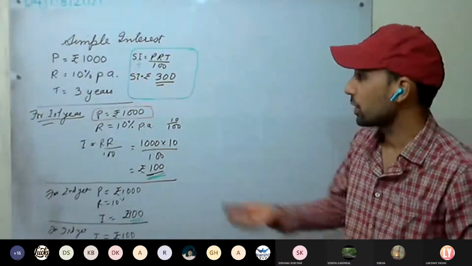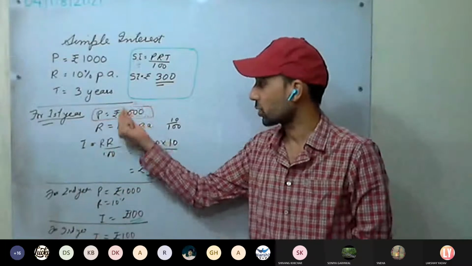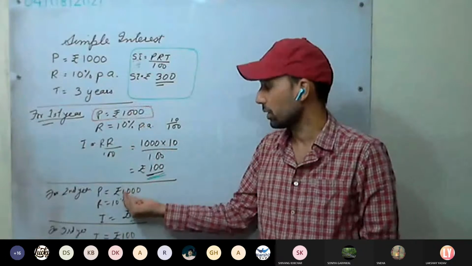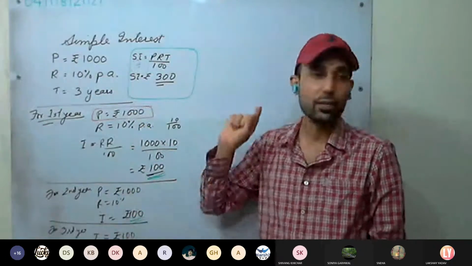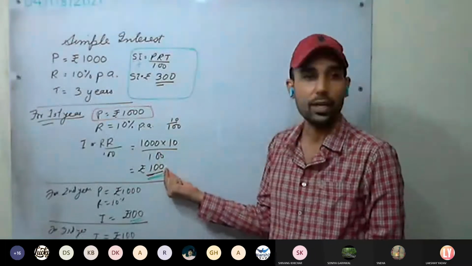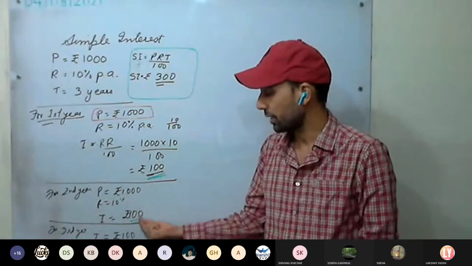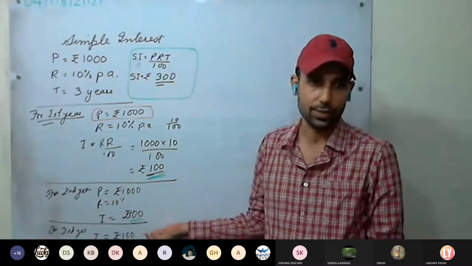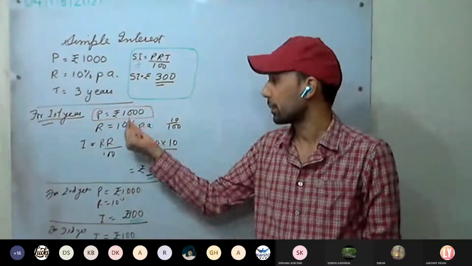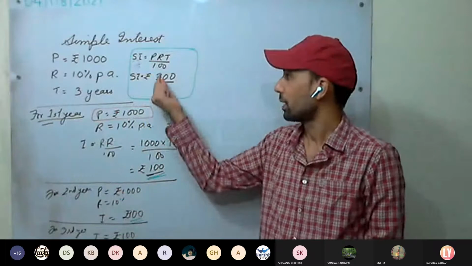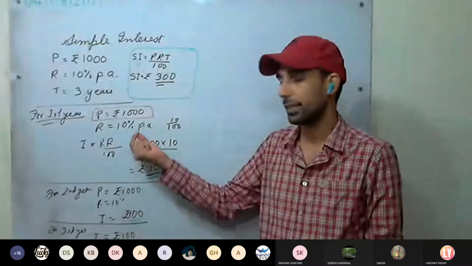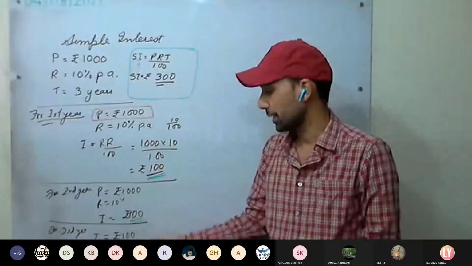Have you understood? It means for every year, interest is charged on principal only. In simple interest, the interest is charged on principal only. We are not charging interest on interest. We are charging interest on principal only. So for every year, the principal remains the same. Therefore, if the principal is the same, the interest will be the same for each year since the rate is the same.